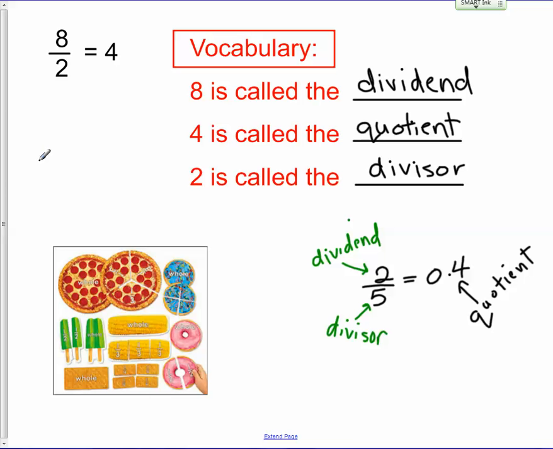All right, just a review of some vocabulary because fractions are division problems. 8 divided by 2 is 4. I know you all know that, but just in terms of vocabulary, the 8 is the dividend, the 2 is the divisor, and the 4 is the quotient.